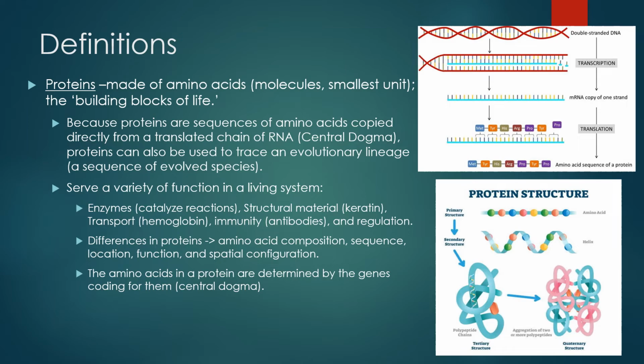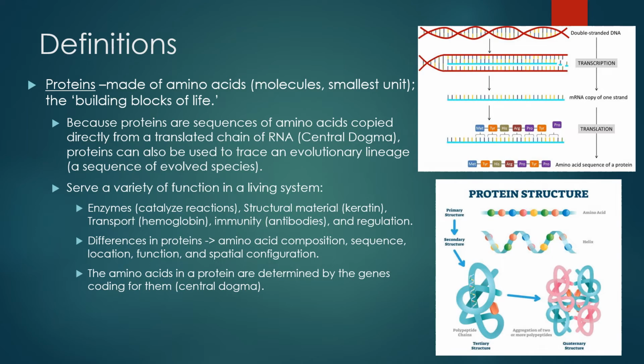They can be structural material as keratin. They can provide transport as hemoglobin in the blood. They can provide immunity in the form of antibodies, and they're important for regulation. Differences in proteins come down to the amino acid composition, sequence, location, function, and spatial configuration.